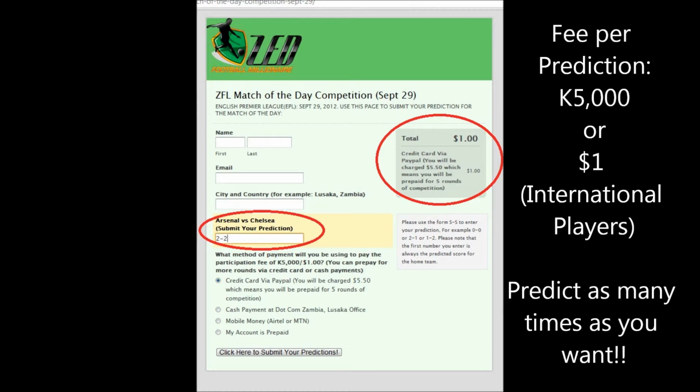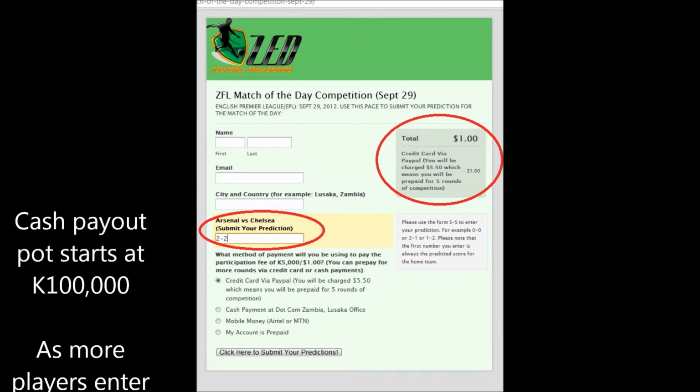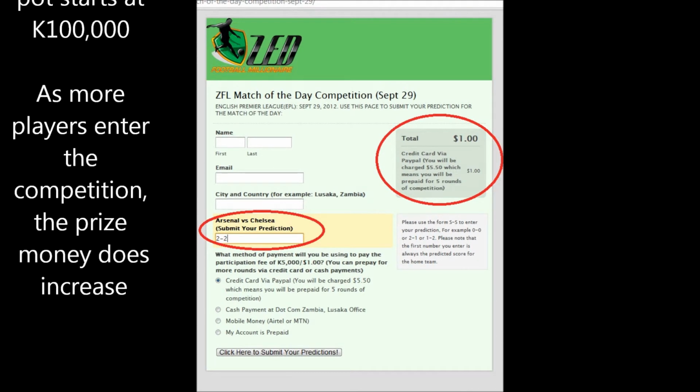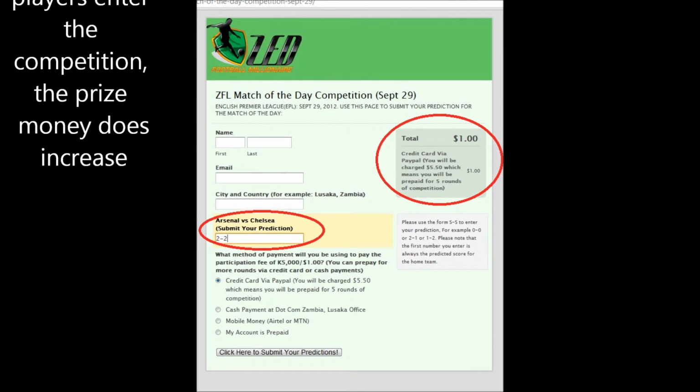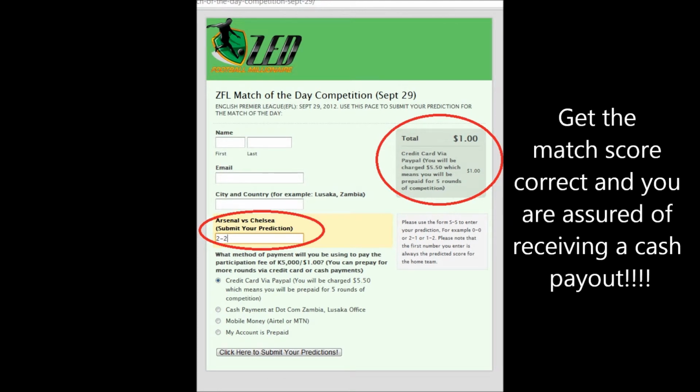And what happens is we have a pot of money. And again, that pot of money starts at 100,000 kwacha and we begin to add to it as more people take part. And the winners are the people who get the prediction correct. So how much you win depends on how many people get that prediction correct. So the one thing that we can guarantee is as long as you get the prediction correct, you are walking away with a cash prize. So remember, as long as you pay the 5,000 kwacha participation fee, if you get the match of the day prediction correct, you are guaranteed to walk away with money.